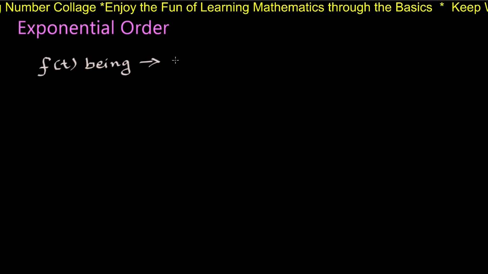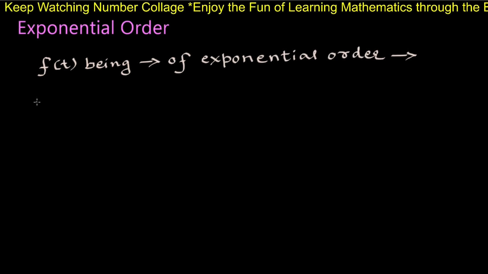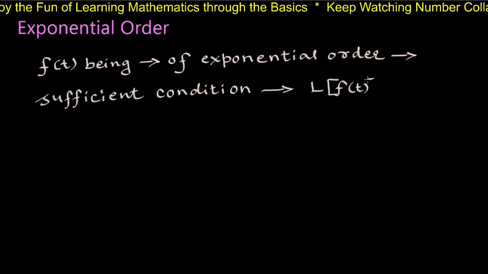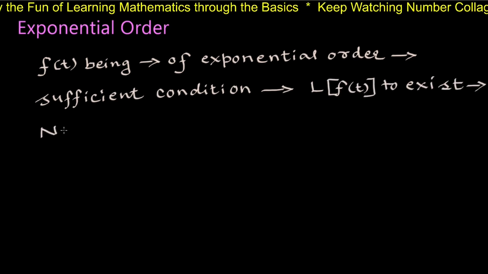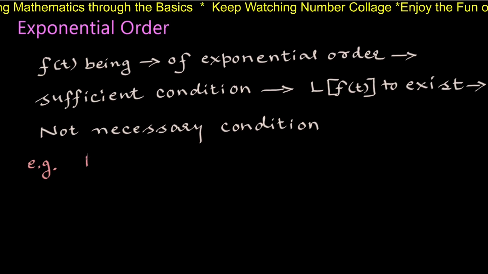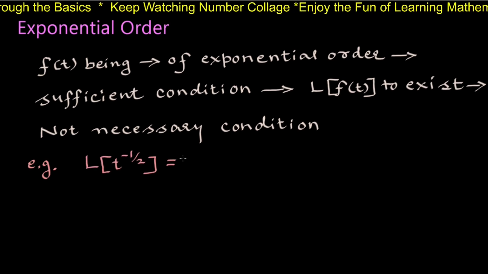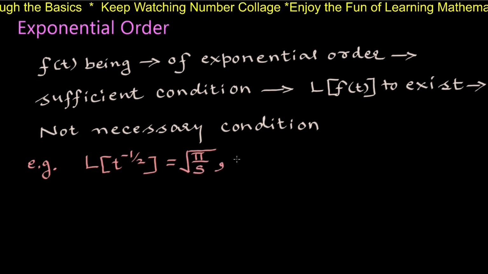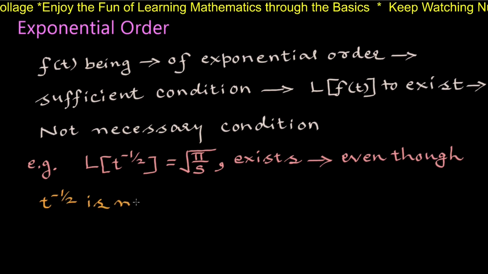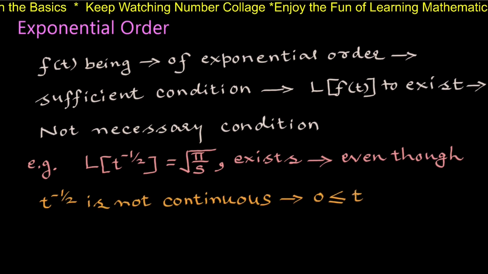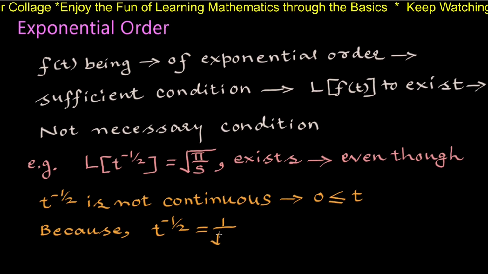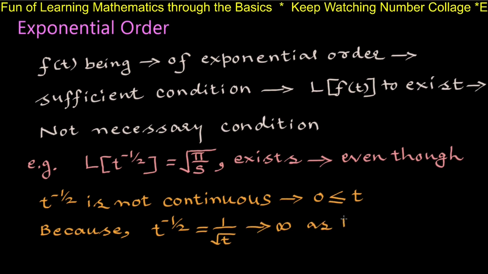f(t) being of exponential order is just a sufficient condition for Laplace transform of f(t) to exist and not a necessary condition. For example, we have already seen that Laplace transform of t raised to minus half is root pi upon root s, which exists even though t raised to minus half is not continuous for t less than or equal to 0, because t raised to minus half, which is 1 upon root t, tends to infinity as t tends to 0.